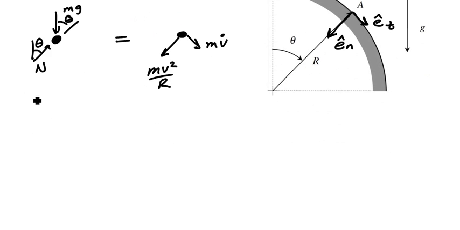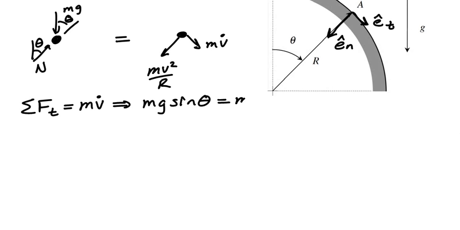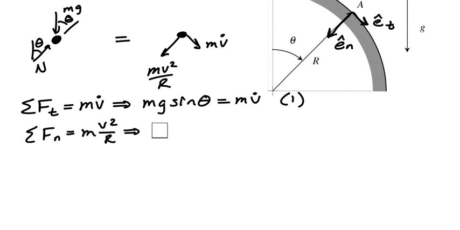If I work through this by first summing forces in the t direction, that's going to equal m v dot. This gives me that the weight, mg times the sine of the angle theta, equals m v dot. I can call that equation 1. In addition, I can sum forces in the n direction and set that equal to m v squared over r. This gives me mg times the cosine of theta minus N equals m v squared divided by r, and we can call this equation 2.